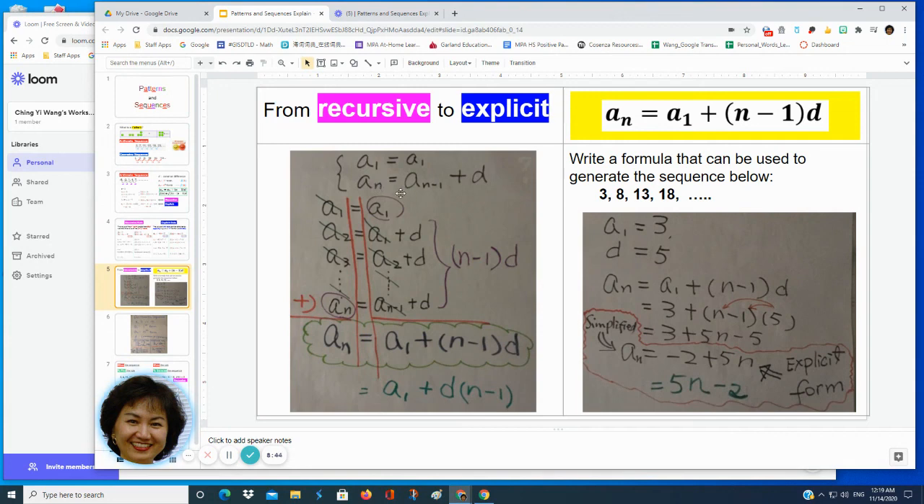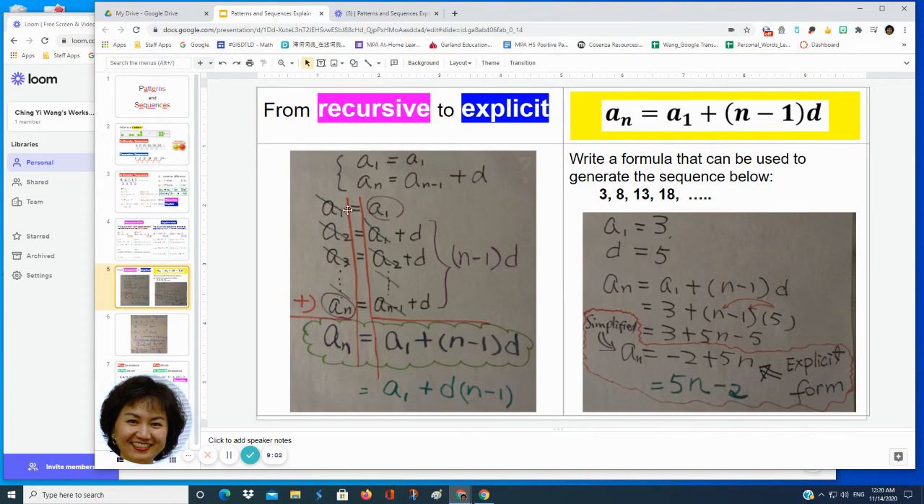A sub n is a sub n minus 1 plus d. That just means the nth term is its previous term plus a common difference. Now we just write every term out.